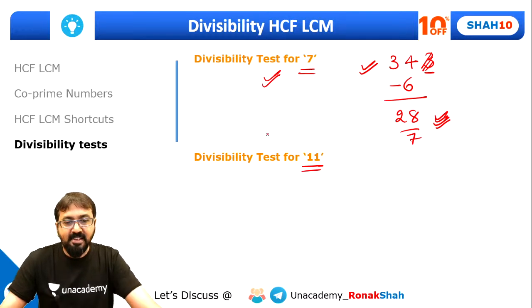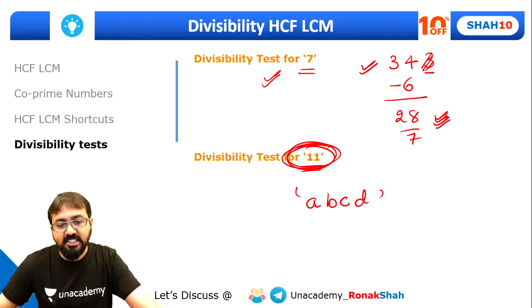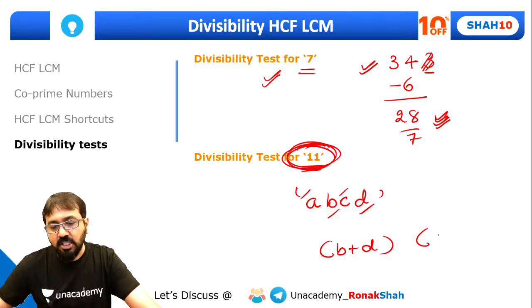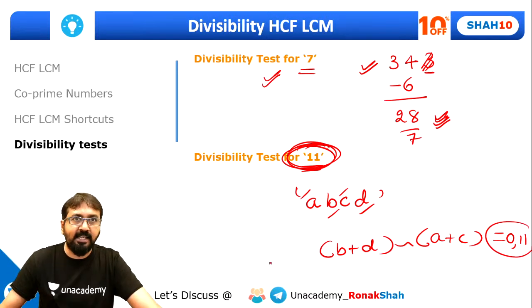हाँ, गॉट इट. ओके, एंड व्हाट अबाउट 11 गाइज? व्हाट्स द टेस्ट फॉर 11? सो वेरी सिंपल टेस्ट. ABCD एक 4 डिजिट का नंबर लिया, ऑल्टरनेट डिजिट का समेशन करना है, B प्लस D कर दो. फिर दूसरे ऑल्टरनेट डिजिट का समेशन करो तो A प्लस C करो एंड चेक फॉर दिस डिफरेंस, right? If this difference is 0 or 11, then the number will be divisible by 11.